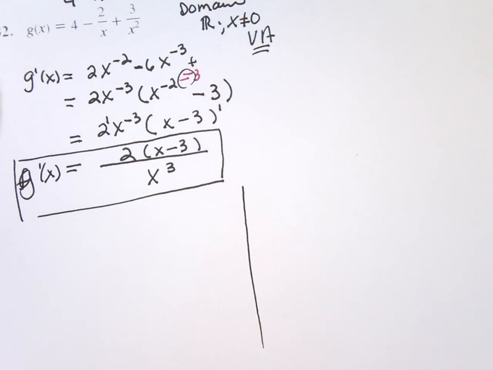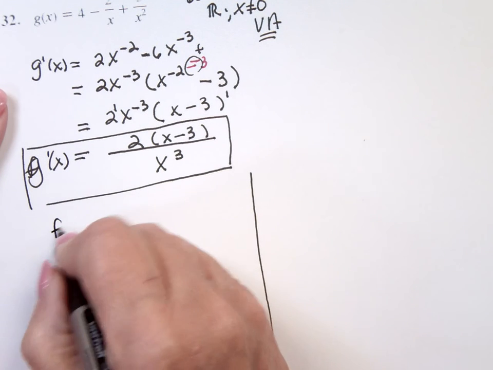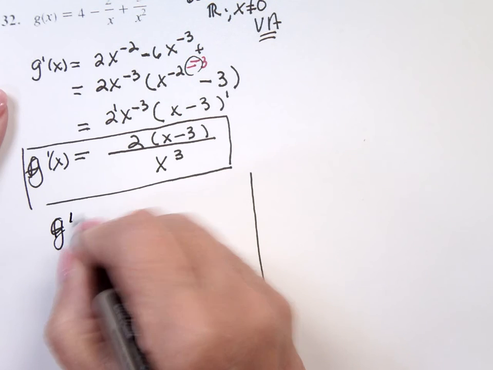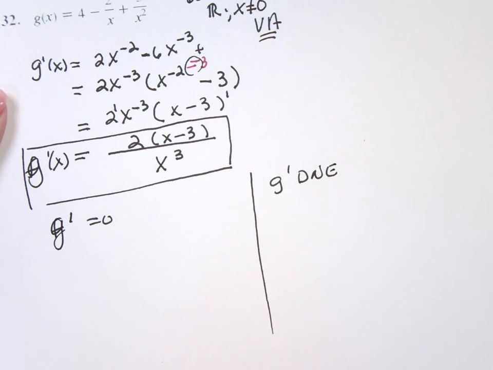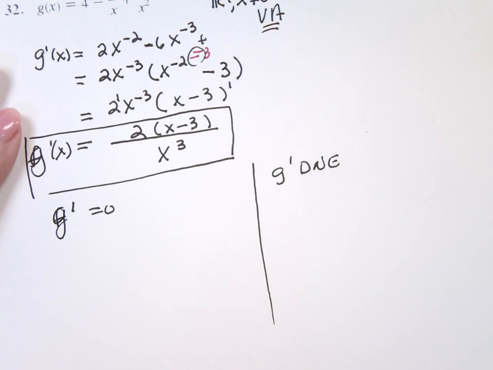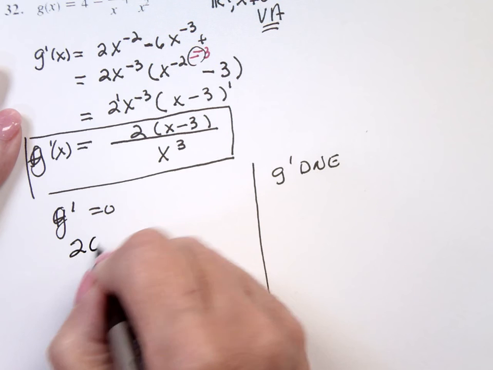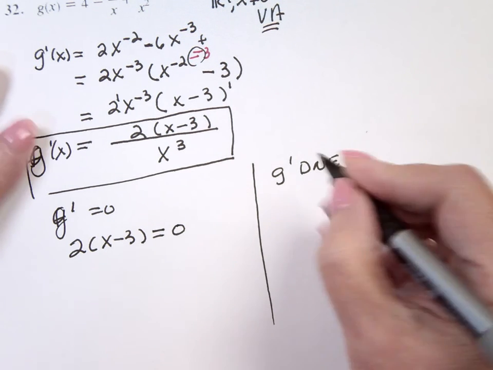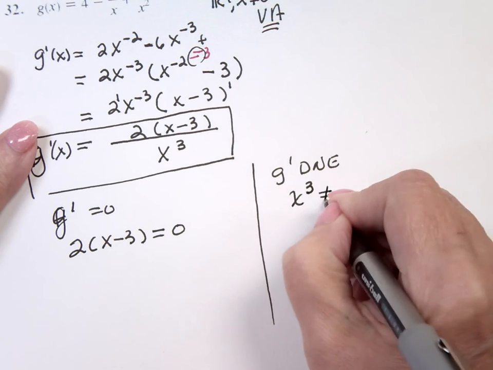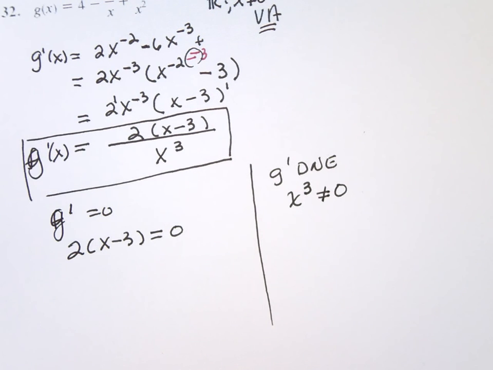Now, I want to know where g prime equals 0 and where g prime does not exist. G prime equals 0 where the numerator is 0. G prime does not exist where the denominator can't be 0. So anytime you have a fraction, you break it into numerator, denominator. Numerator is an equal, denominator is a not equal.